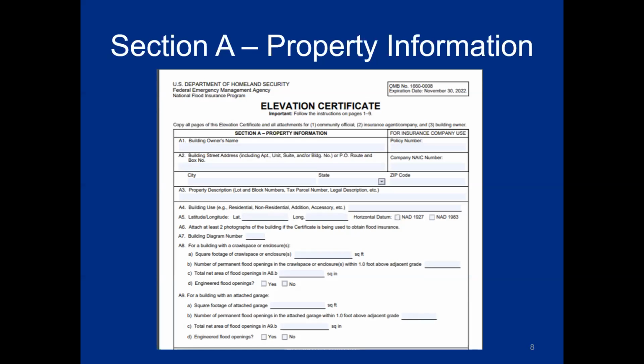So the note here is either A2 or A3 must be completed with city, state, and zip. So whichever one is appropriate there in order to describe the property and the building that's being documented here by this elevation certificate. So A4, building use, that's pretty straightforward.